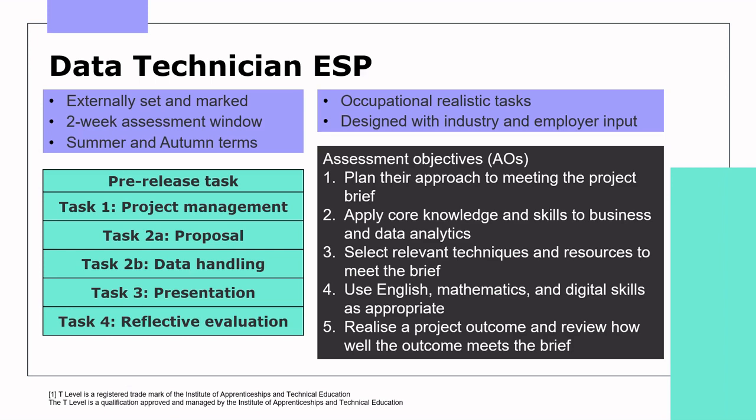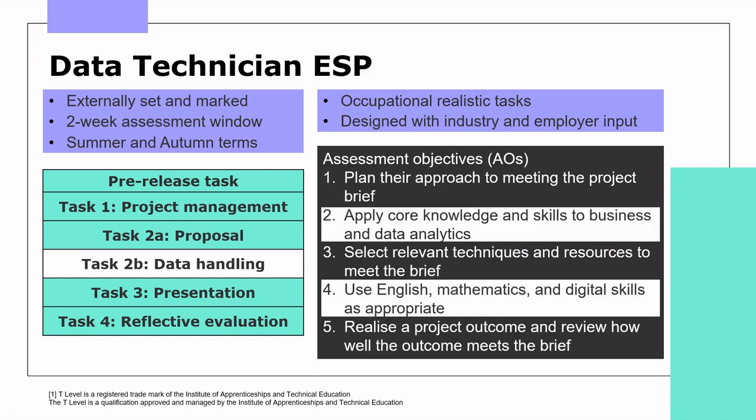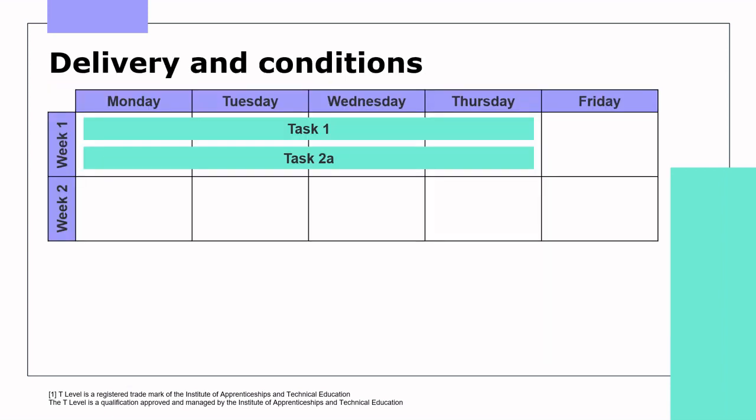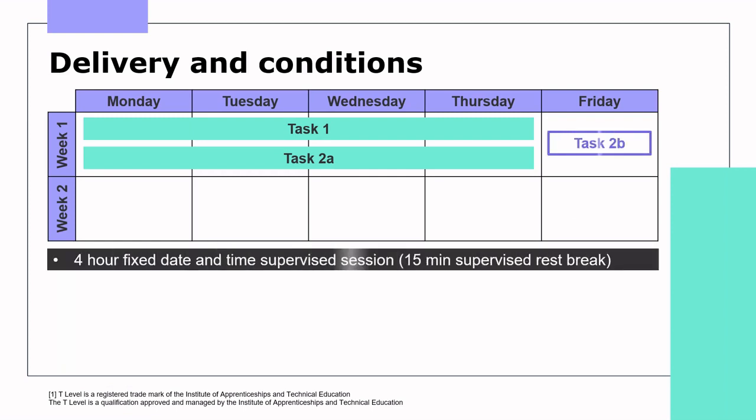This video will focus on Task 2B, where students will be accessing and using data sets supplied by NCFE. And this activity will assess Assessment Objectives 2 and Assessment Objectives 4. Task 2B occurs during the first assessment week, and this will occur on a fixed date and time as stipulated by NCFE, which can be found in our key date schedule.